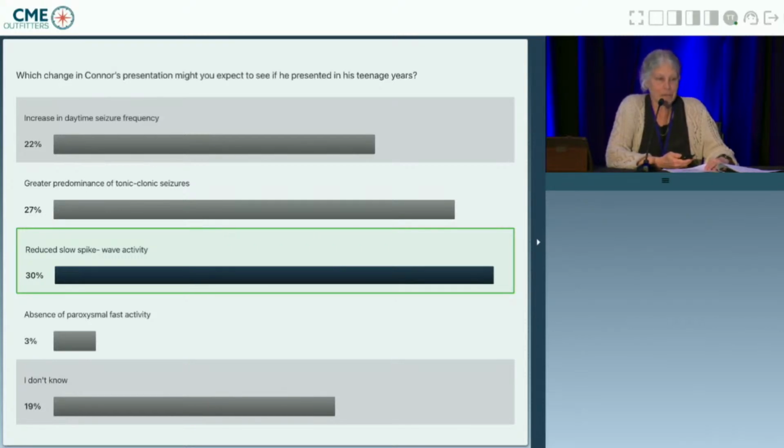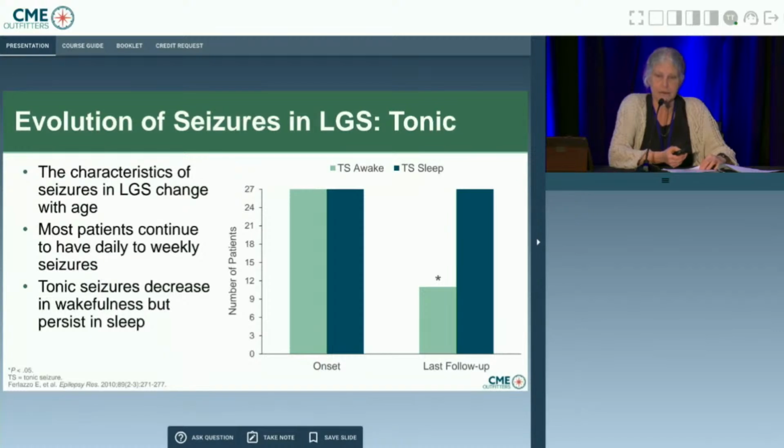Right, so we've got a little bit more divergent answers here, and this is a tough question, so sorry about that. But the answer is we actually see a reduction in slow spike wave activity, and that's really important because some patients may not show the slow spike activity anymore in adolescence or adulthood, and that's just evolution of Lennox-Gastaut. That does not mean that they don't have Lennox-Gastaut.